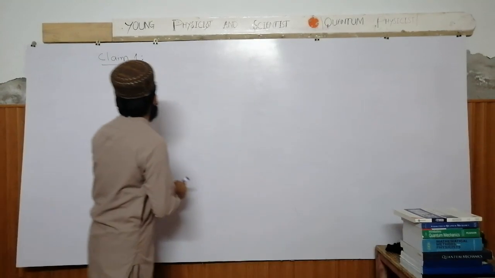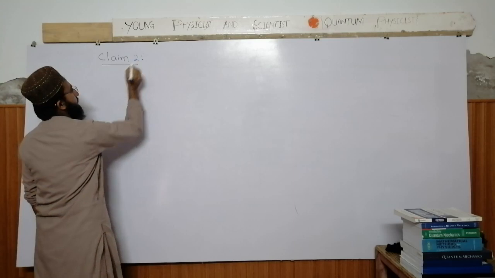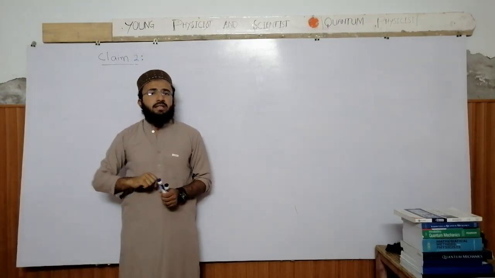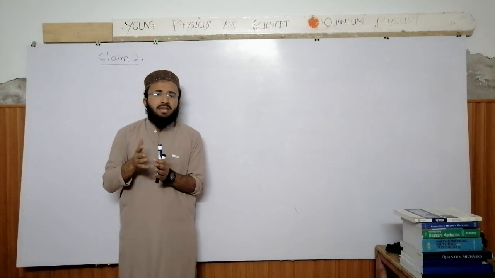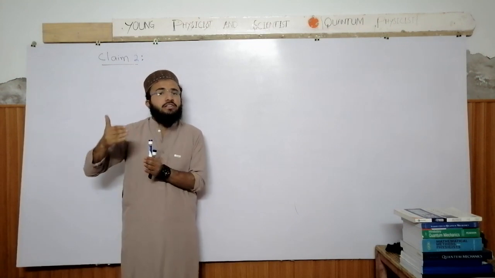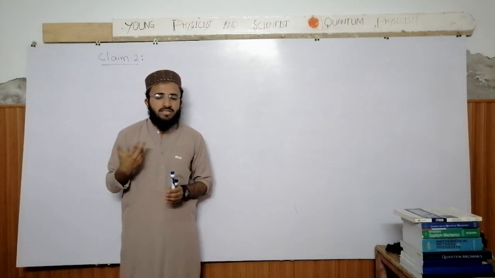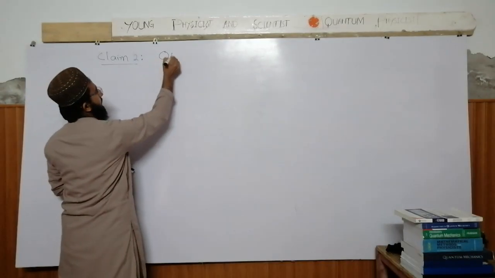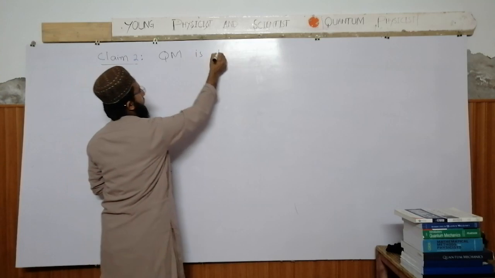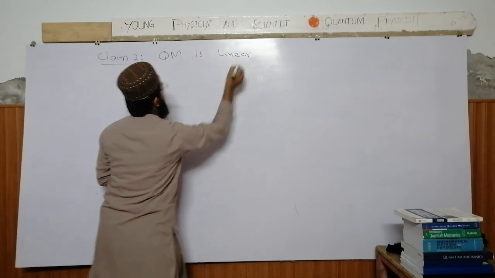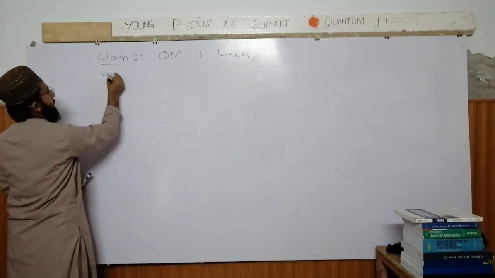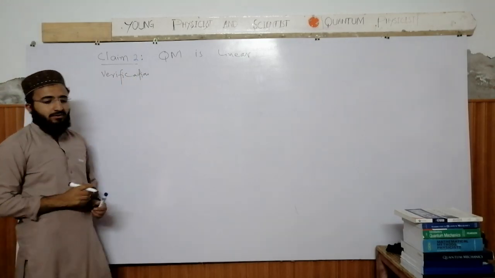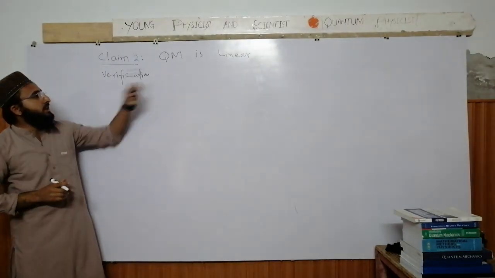Now claim number 2. In claim 2, I claimed at the start of this lecture that quantum mechanics is linear. Our quantum theories are linear. So quantum mechanics is linear. Now for this we have the verification. How is quantum mechanics linear? Now we will have the verification for this.